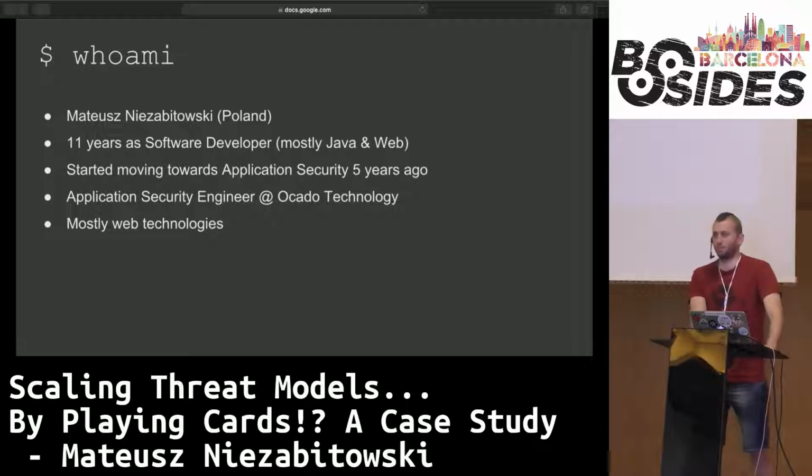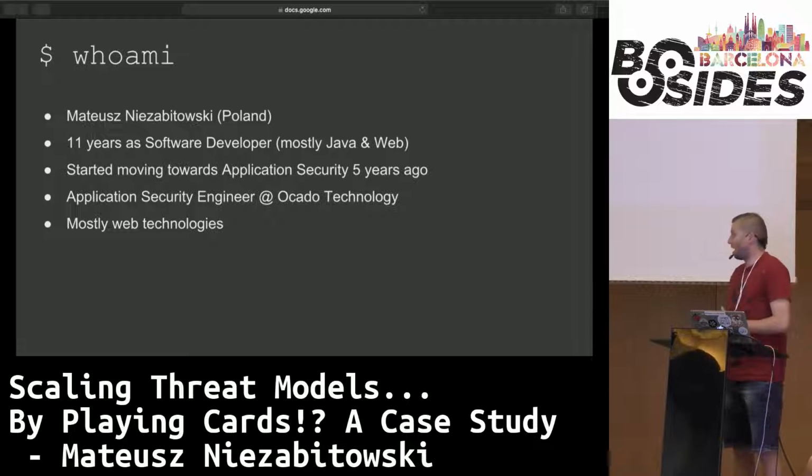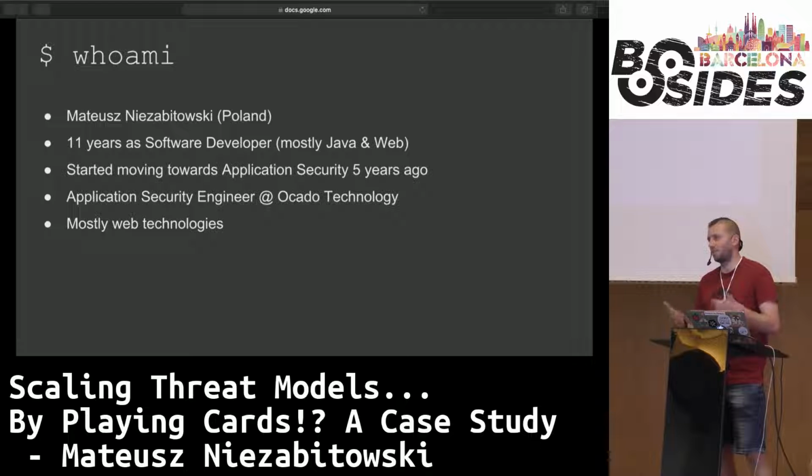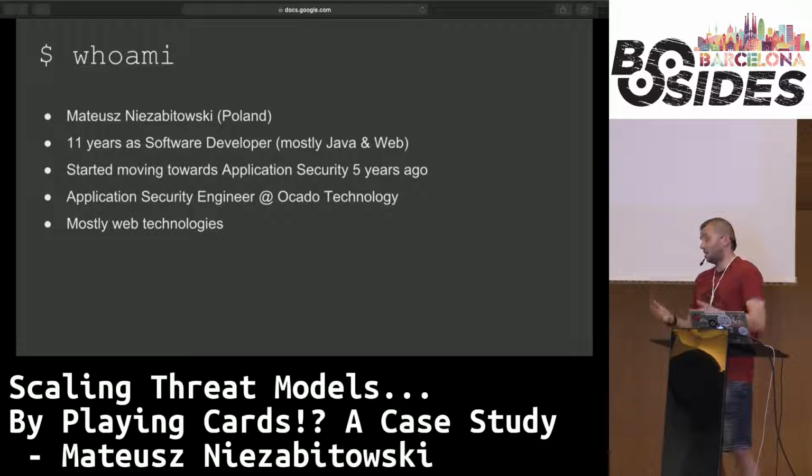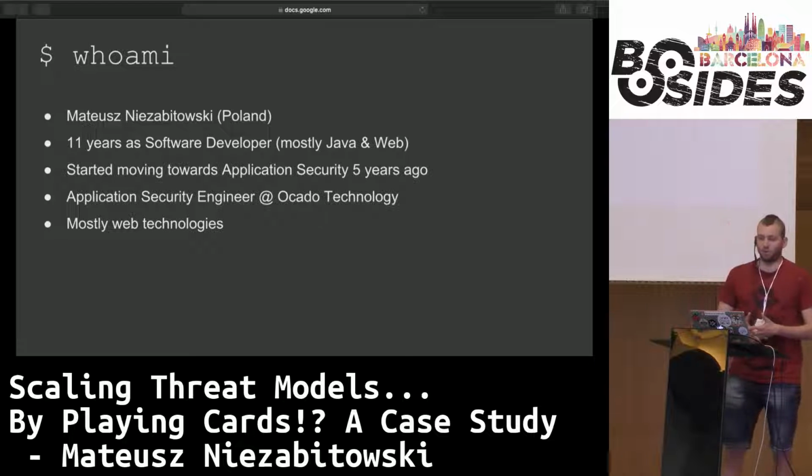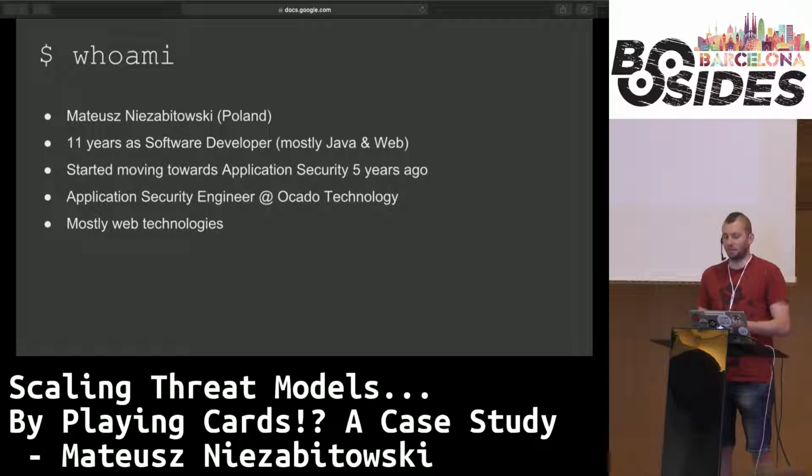My name is Mateusz. I'm from Poland, and I've been working in IT for about 11 years. I started as a software developer, and around 5 years ago I started drifting into application security. Now I'm working as an application security engineer at Ocado Technology. You might have heard of Ocado Technology because we have an engineering office here in Barcelona. I mostly deal with Java web technologies because most of our products are written like that, but sometimes a little bit of more unusual things, I guess.